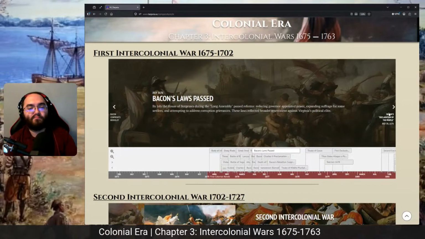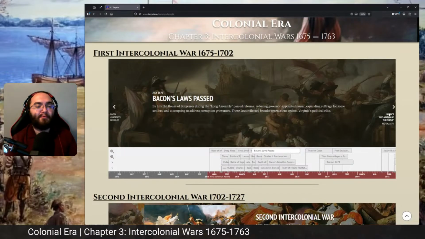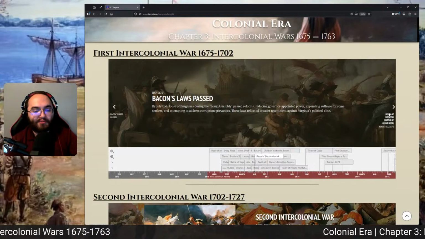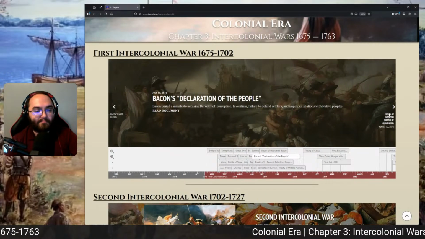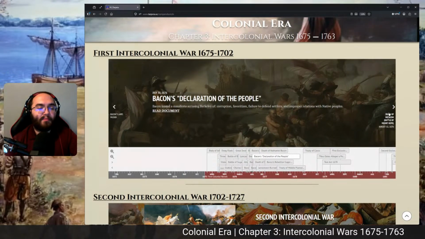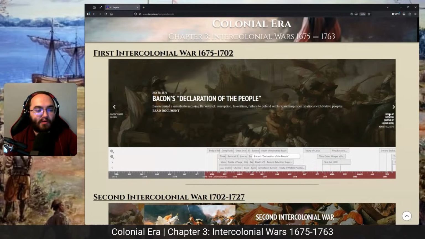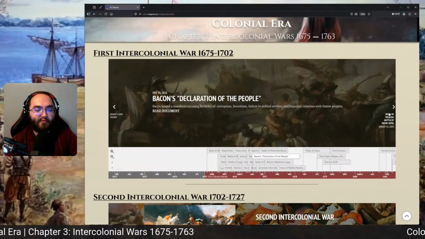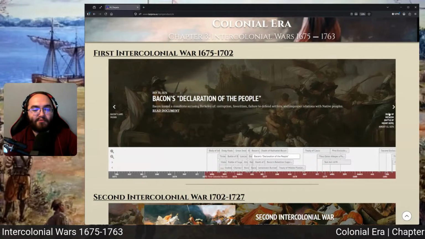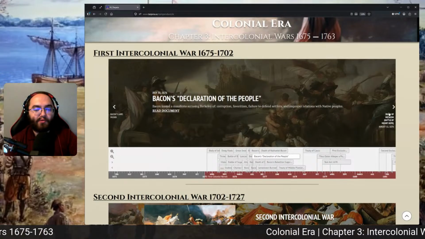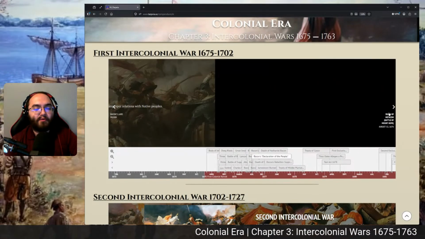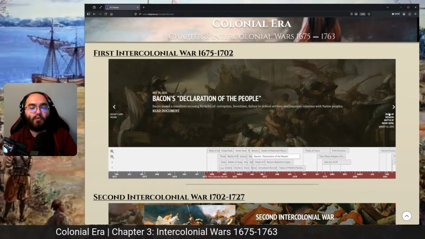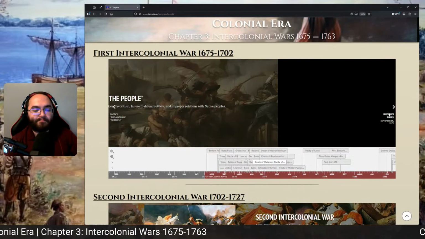So Bacon is getting more popular with the people, and now in the House of Burgesses as well. And Bacon will make a declaration of the people, a manifesto accusing Berkeley of corruption, favoritism, failure to defend settlers, and improper relations with native peoples. So he's very much a populist, trying to get the people on his side versus the royal governor, Berkeley.